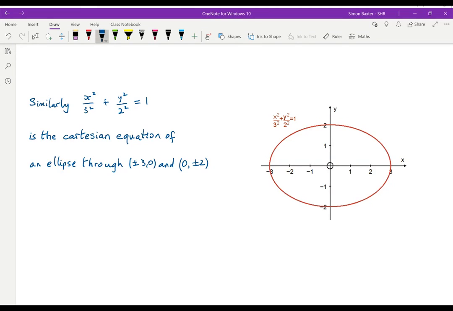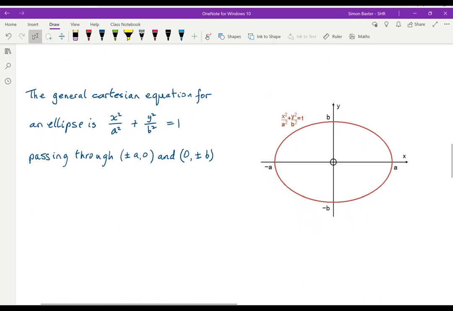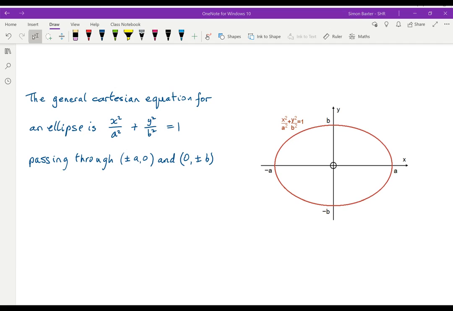In the same way, we could show that x squared over 3 squared plus y squared over 2 squared will be a Cartesian equation of an ellipse. x squared over 3 squared says that it goes through minus 3 and 3 on the x-axis, y squared over 2 squared at 2 and minus 2 on the y-axis. Which takes us nicely into the general equation for an ellipse. x squared over a squared through minus a and plus a, y squared over b squared through plus b and minus b.